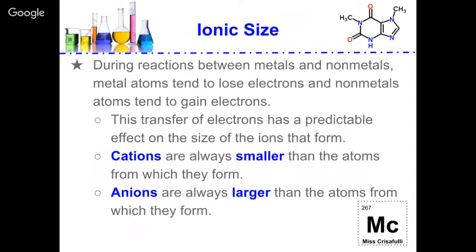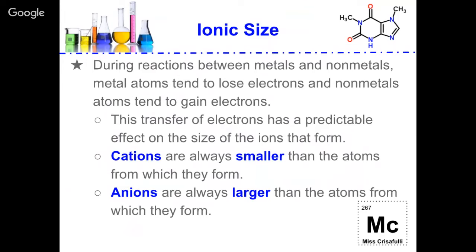So we've talked about 2 trends so far. We've talked about atomic radius and ionization energy. Now let's talk about ionic size. During reactions between metals and nonmetals, metals tend to lose electrons and nonmetals tend to gain them. This transfer of electrons has a predictable effect on the size of the ions that it forms.